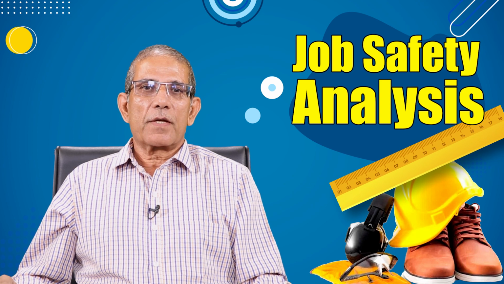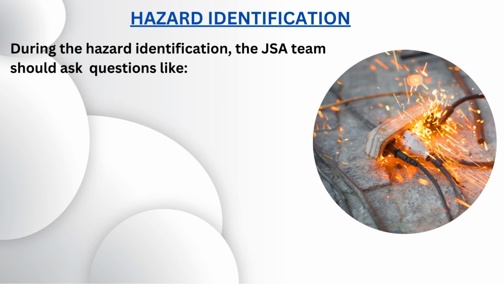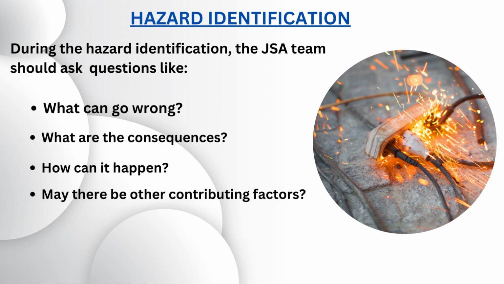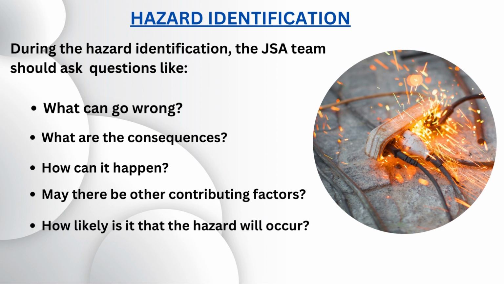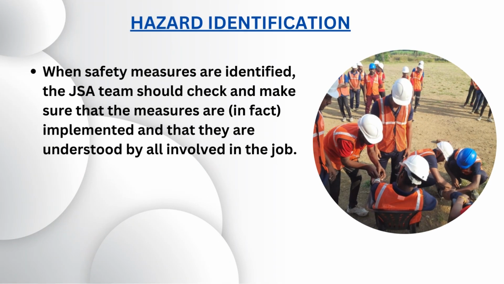Now hazard identification. During hazard identification, the job safety analysis team should ask questions like: what can go wrong? What are the consequences? How can it happen? May there be other contributing factors? How likely is it that the hazard will occur? What safety measures, if any, are currently in place? When safety measures are identified, the JSA team should check and make sure that the measures are in fact implemented, and that they are understood by all involved in the job.